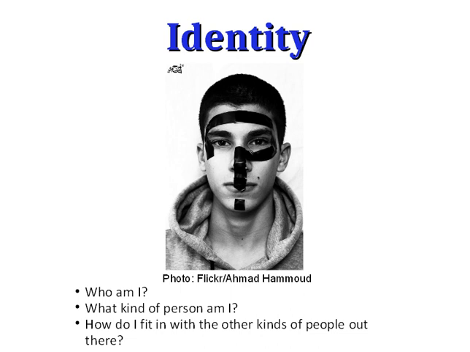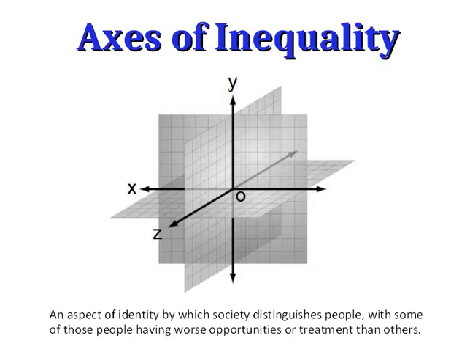Some of these types of answers to these identity questions constitute the person's position on various axes of inequality. An axis of inequality is an aspect of someone's identity by which society distinguishes people, with some of those people having worse opportunities or treatment than others. The term axis of inequality is a metaphor comparing these types of social categorizations with mathematical axes.